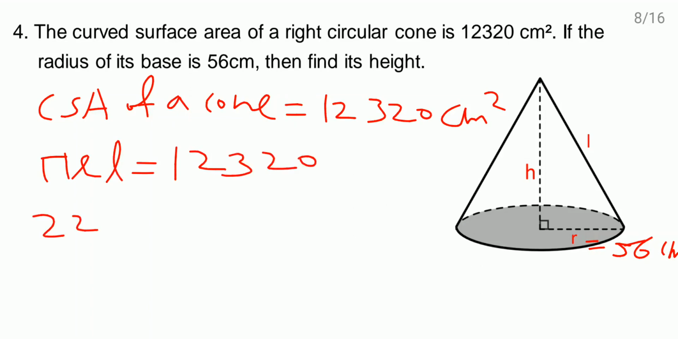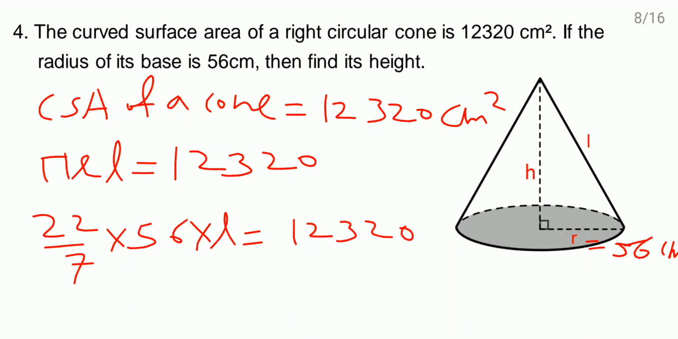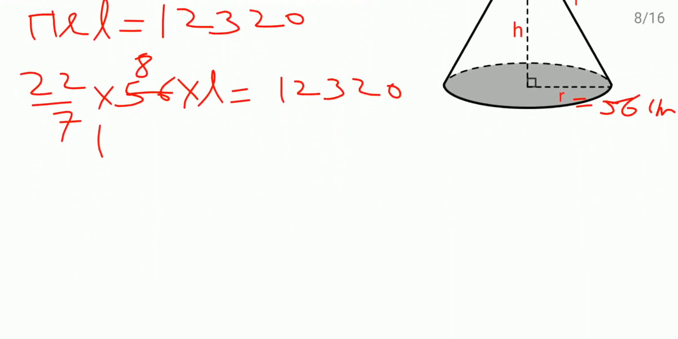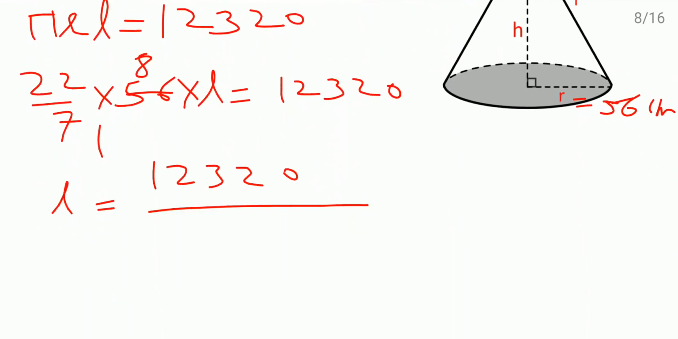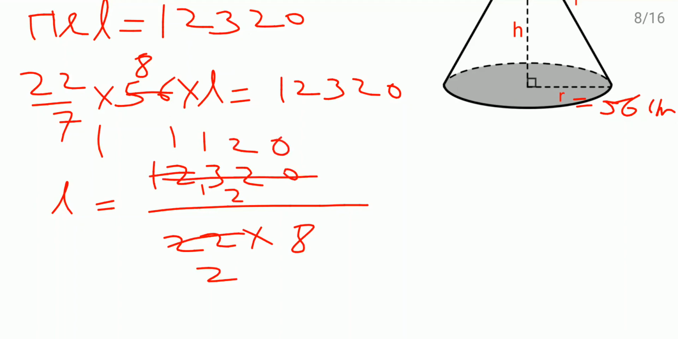So pi means 22 by 7. R is given, 56 into L is equal to 12,320. So here L is equal to 12,320 divided by 22 into 8. 11 twos are 22, 11 ones are 11, 1 is remaining, 11 ones are 11, 2 is remaining, 11 twos are 22, this is 0 here. So 2 ones are 2, 2 fives are 10, then 2 sixes are 12 and 0, right?